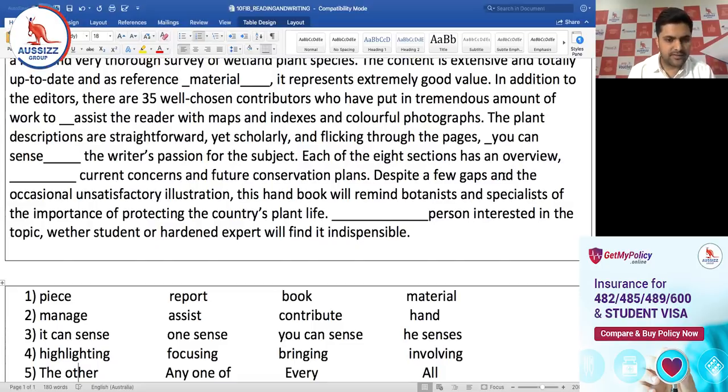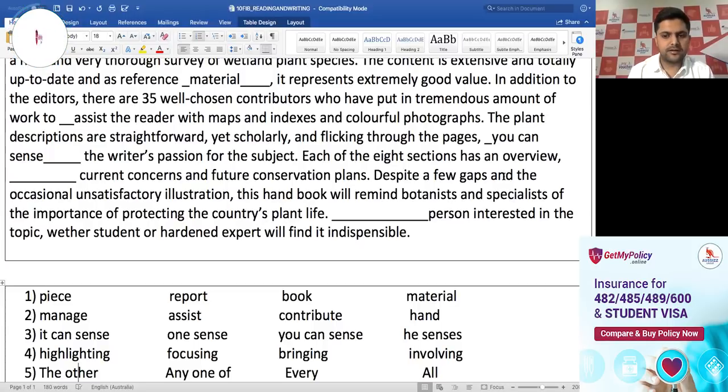And the last one is, despite a few gaps and the occasional unsatisfactory illustration, this handbook will remind botanists and specialists of the importance of protecting the country's past life. There is a full stop over there, guys. So a new sentence begins. This would be the first word. Dash person interested in the topic, whether student or hardened expert, will find it indispensable.